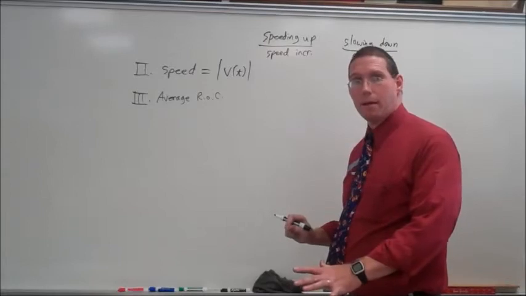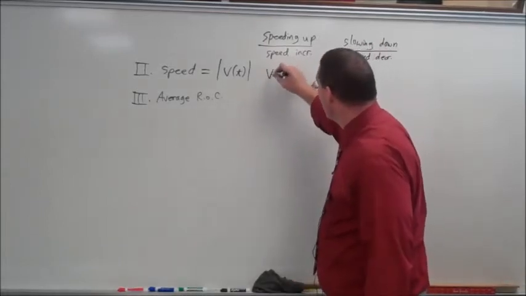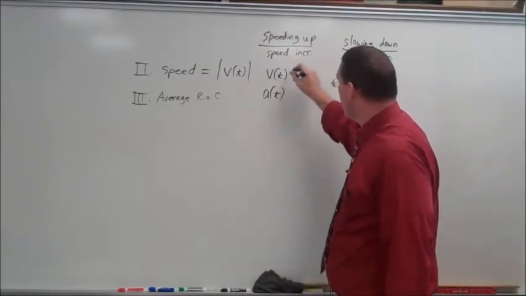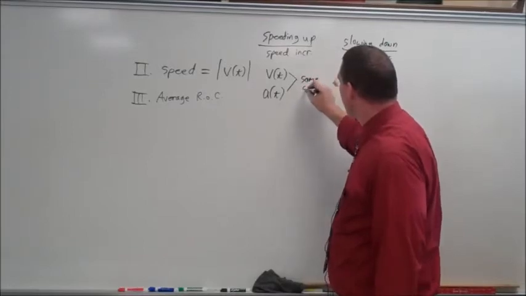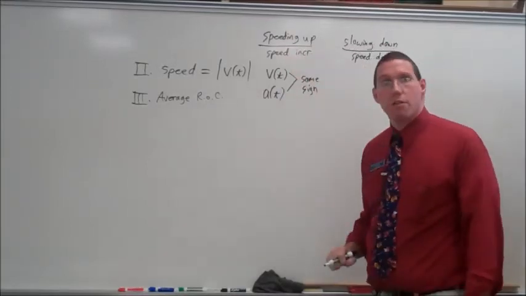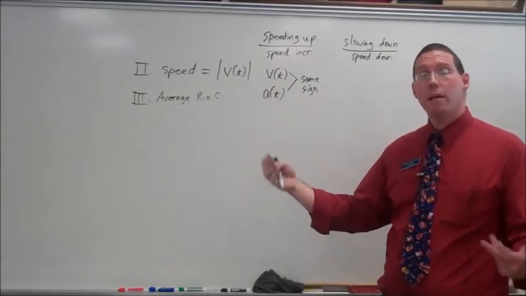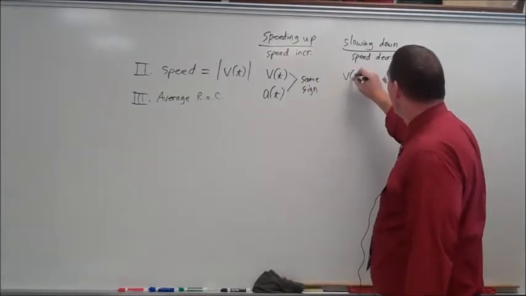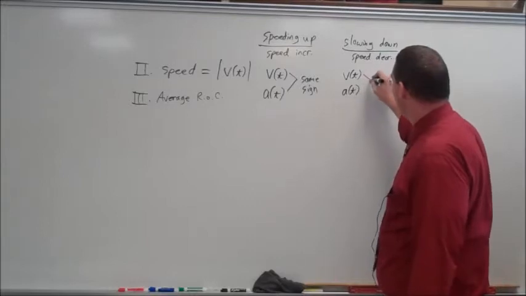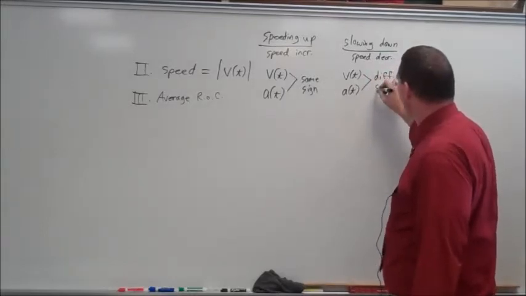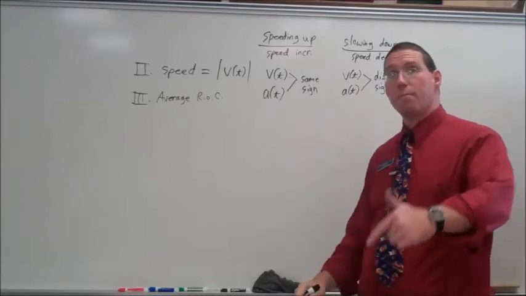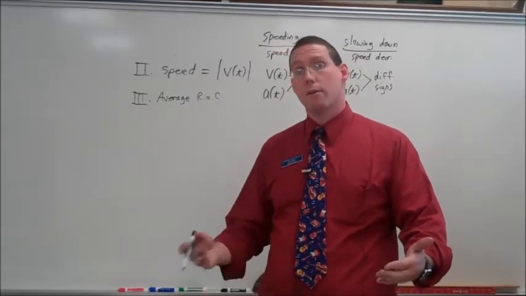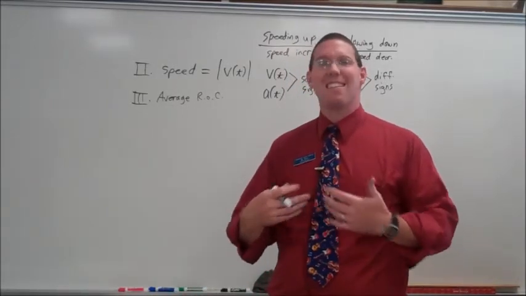At any time, if velocity and acceleration have the same sign, then the object is speeding up. If velocity and acceleration are both negative, it's speeding up. If they're both positive, it's speeding up. Slowing down, velocity and acceleration have different signs. If velocity is positive and acceleration is negative, it's slowing down. If velocity is negative and acceleration is positive, it's slowing down. It is as simple as that.